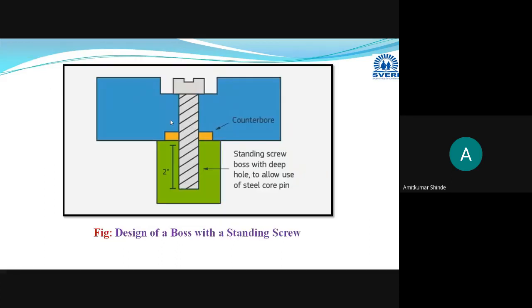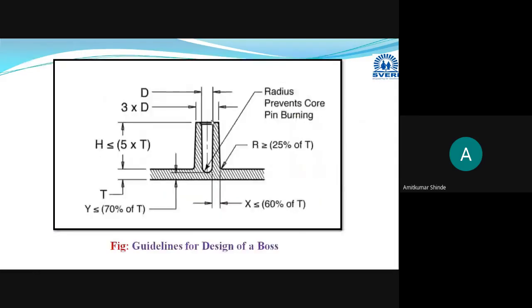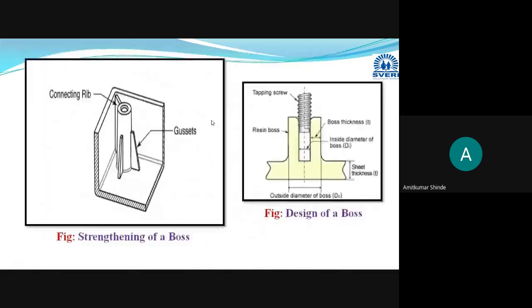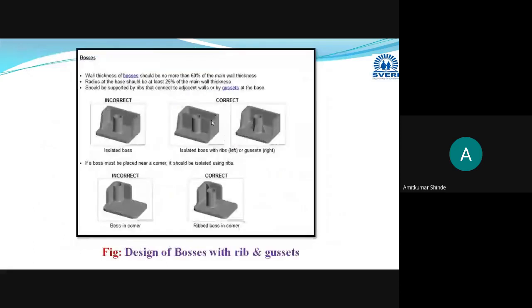This green portion, you can say that this is the boss. With the help of this boss, the screw will enter in this boss, and it will be helpful for doing the assembly of different plastic parts. That will be termed as boss. In this way, that screw will be fitted in this cylindrical portion, and this is the boss. This center cylindrical portion is the boss.